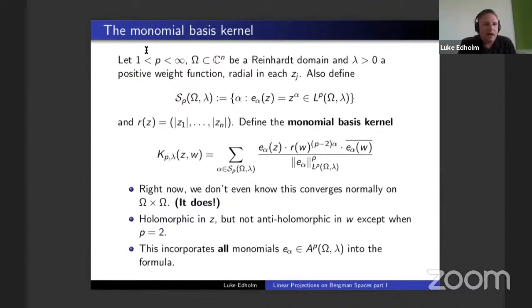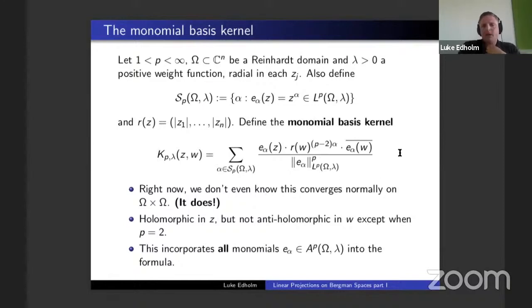So let p be a fixed number between 1 and infinity, Omega be a Reinhardt domain, and lambda be a positive weight function, which is radial in each one of the z_j variables. We'll define this similar to before, S_p(Omega, lambda), to be the set of multi-indices such that this monomial here is L^p with respect to this weight. And then we'll also define R(z) to be this n-tuple of absolute values of z_j in the jth coordinate. So define the monomial basis kernel to be this object here.